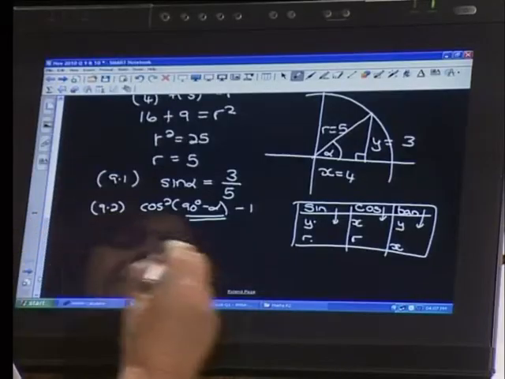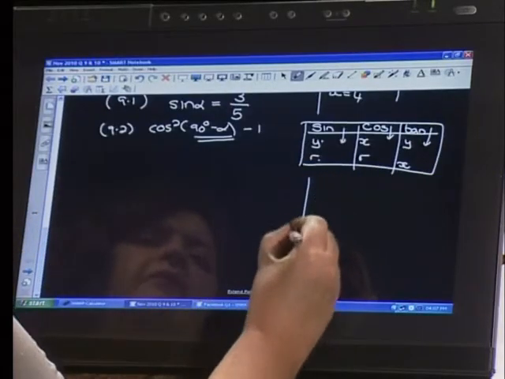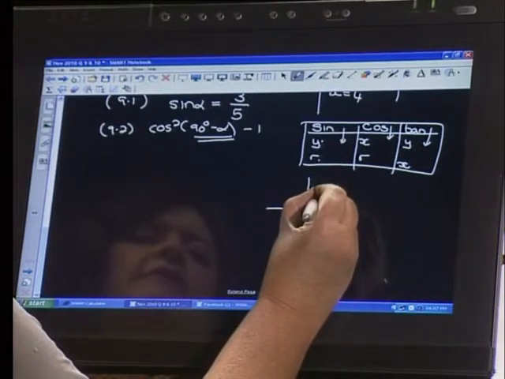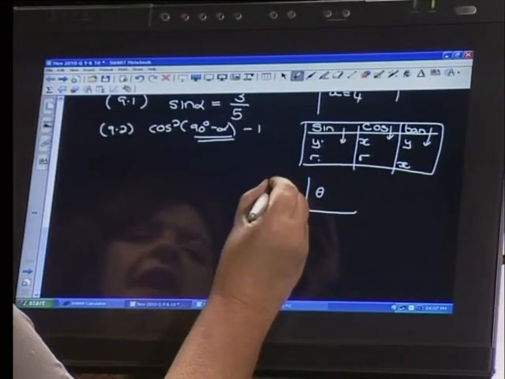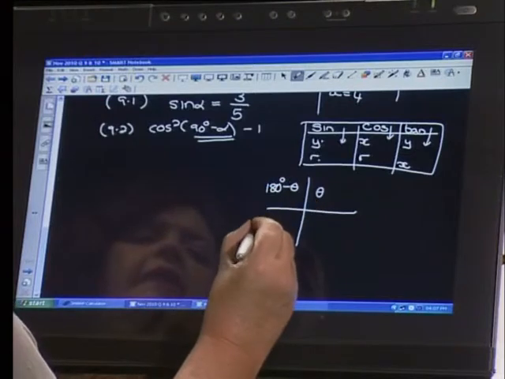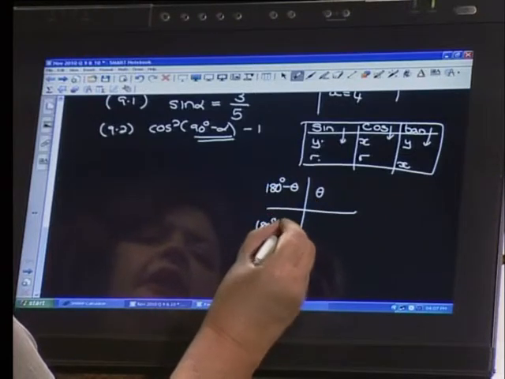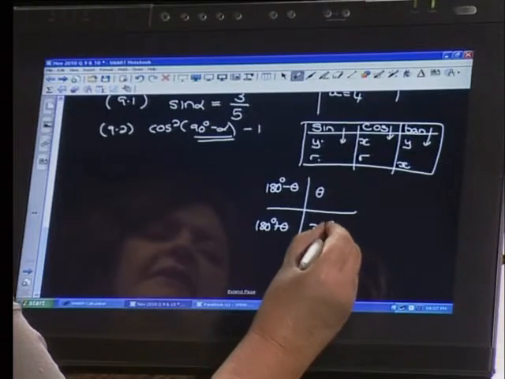Let's recap quickly for you. Again, I'm sure this is all old stuff for you. In this quadrant, angles are just known as theta. Here they are 180 minus theta. Here they are 180 plus theta. And over here they are 360 minus theta.